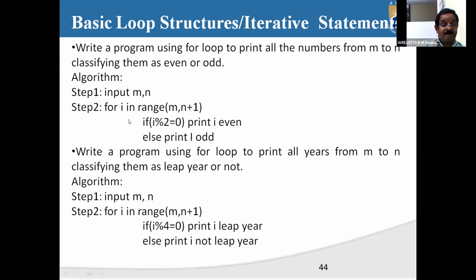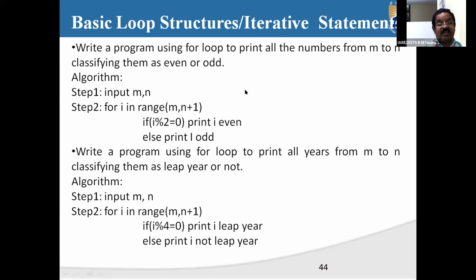Can anybody say? Convert this particular for statement into while. While i greater than or equal to m? No, first of all, you have to initialize it. While m less than or equals to n? Hello? Whenever a while loop is going to get started, first we have to initialize. i equals m, it has to be initialized. So i equals m, right?